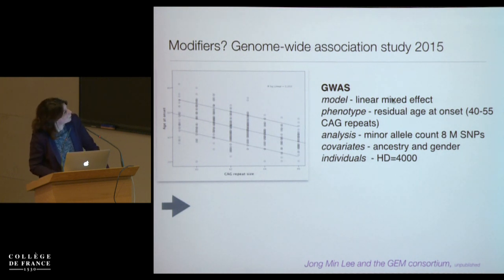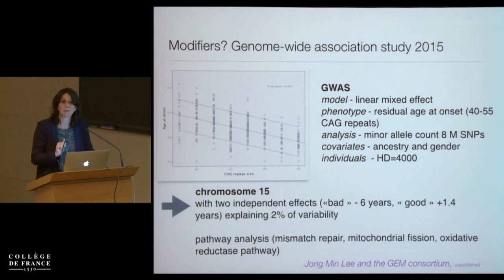This is the first GWAS, which was done on the same cohort of 4,000 HD people, to assess this variation only, meaning for a given CAG repeat, to see what is varying in between. So the analysis was done with the residual age at onset in a very defined group of patients having 55 CAG repeats, but always with the retrospectively assessed age at onset. And what did they find? One peak. Incredible for a GWAS.